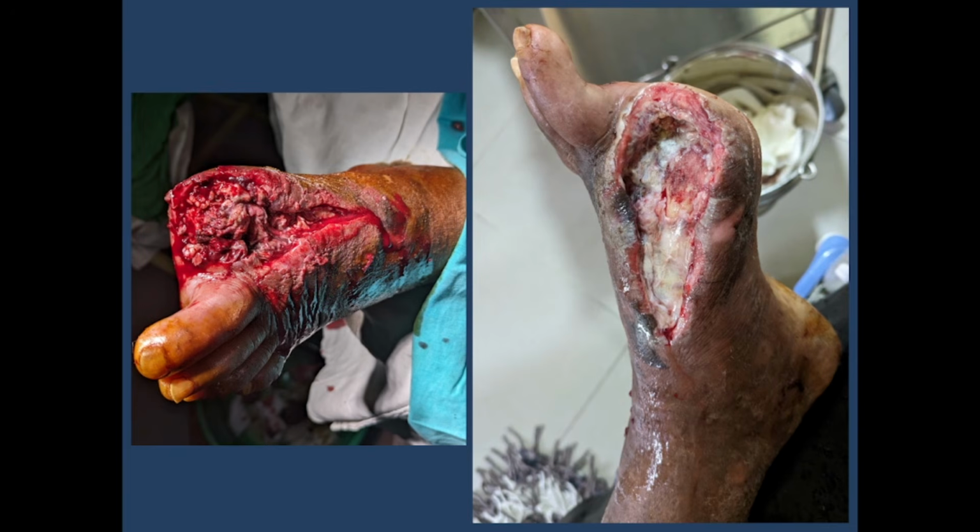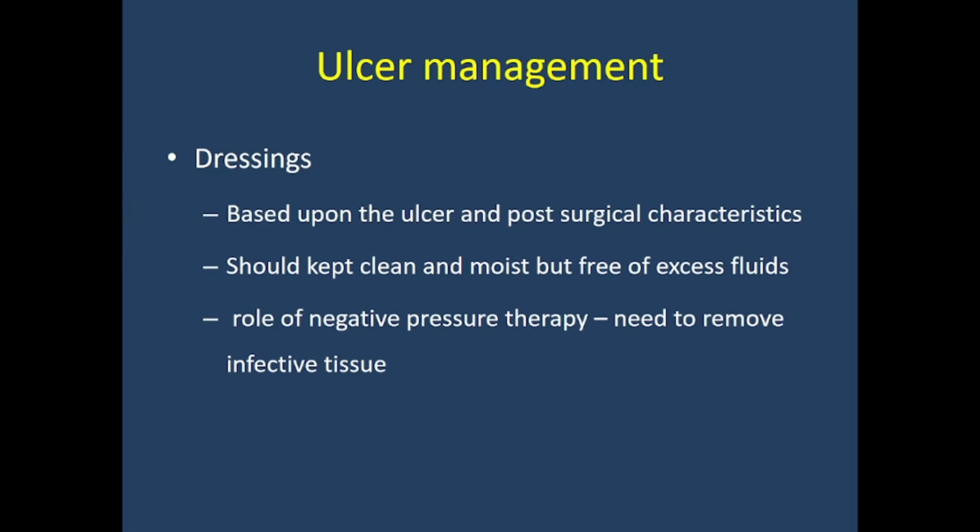So that is about the surgical debridement, right? The principle is you have to remove all the necrotic tissue at the first go, right? Yeah. So then about dressings.